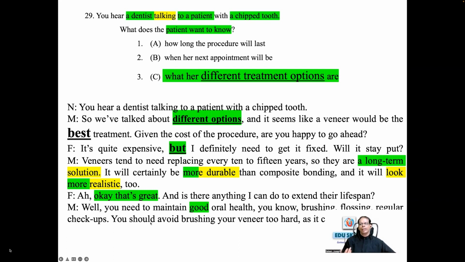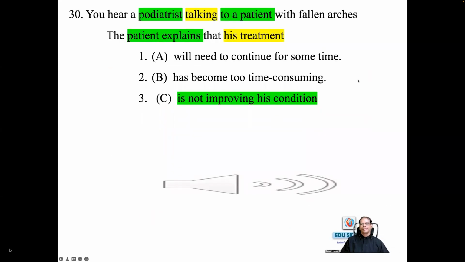So they're speaking about the treatment options, nothing else. How long is the procedure? Nothing. They don't speak about the procedure. When her next appointment will be, that's also not being spoken of. Appointment is not spoken of at all, right? Yes. Please read.